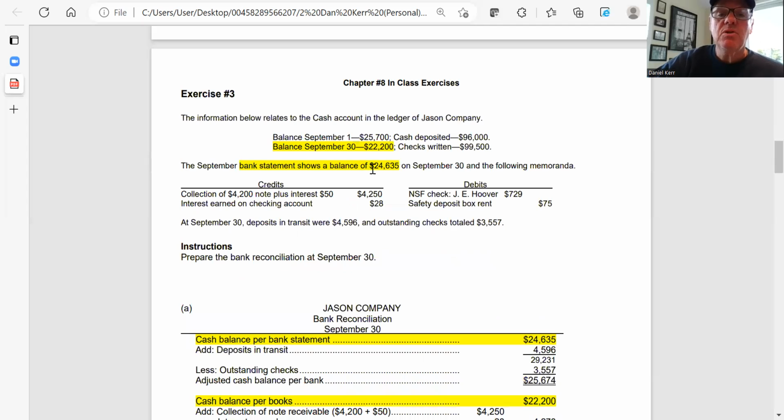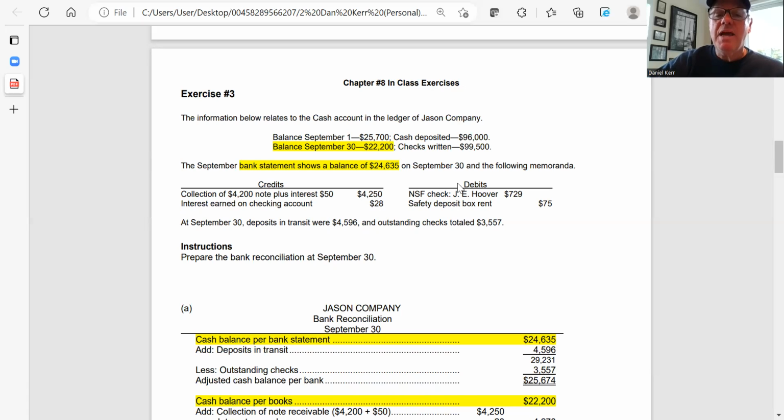The bank statement shows $24,635, which is different than mine. And then there were some things that happened here. There was money that went into my account that I was unaware of. So the bank collected a $4,200 note plus interest. I didn't know that until I opened the bank statement. And I also earned interest on my checking account of $28. So those are things that actually increased cash that hit the bank statement, but have not yet been recorded on my books.